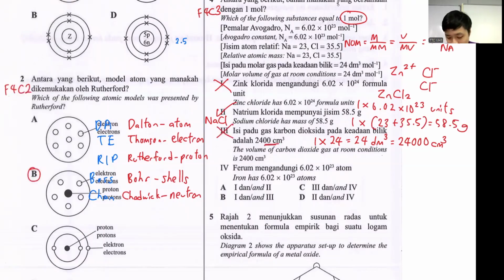And then fourth, iron has 6.02 times 10 to the power 33 atoms. Correct. Iron is a single atom. It means if you use 1 multiply 6.02 times 10 to the power 33 atoms, then I will get 6.02 times 10 to the power 33 atoms. So the fourth is correct.